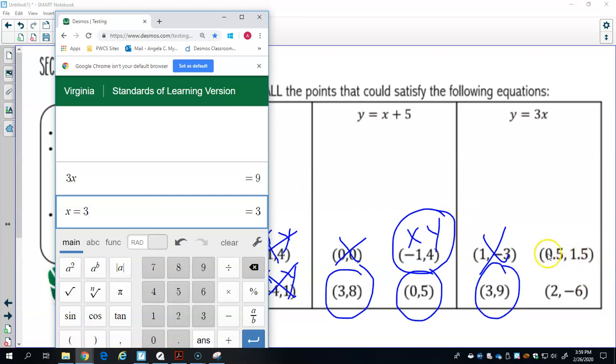So now we have a decimal, 0.5 and 1.5, so I'm going to see if that one works. So if I do, 0.5 times 3 is 1.5, so that's going to work. And then my last one here, 2 to negative 6, I'm going to put in 2, and I get positive 6. So that one's not going to be an option. So again, these are just plugging in the numbers and looking at the relationship and seeing if they're equal to the relationship that's given in the equation.